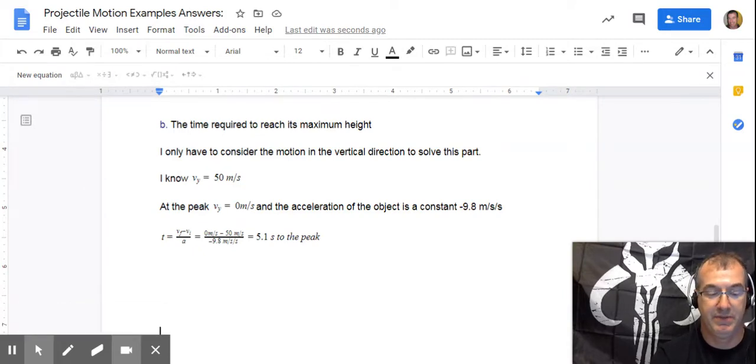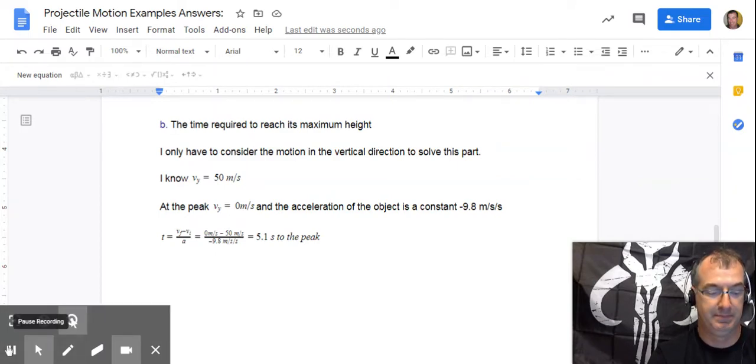The time is the final velocity minus the initial velocity divided by the acceleration. So I have my final velocity at the peak is 0 minus 50 meters per second, divided by negative 9.8 meters per second squared, which gives me a time to the peak of 5.1 seconds.